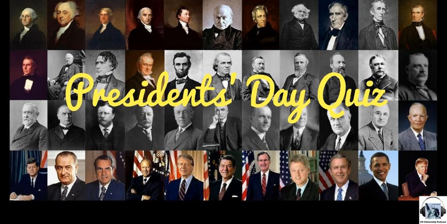Question 25. After the Mexican-American War, President James Polk got land from Mexico. Question: name one state that borders Mexico.